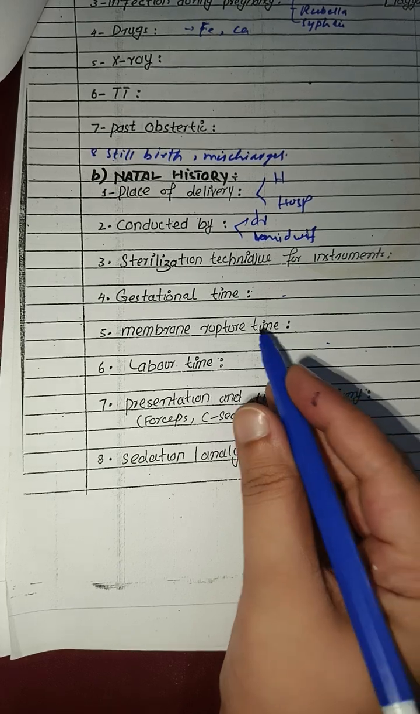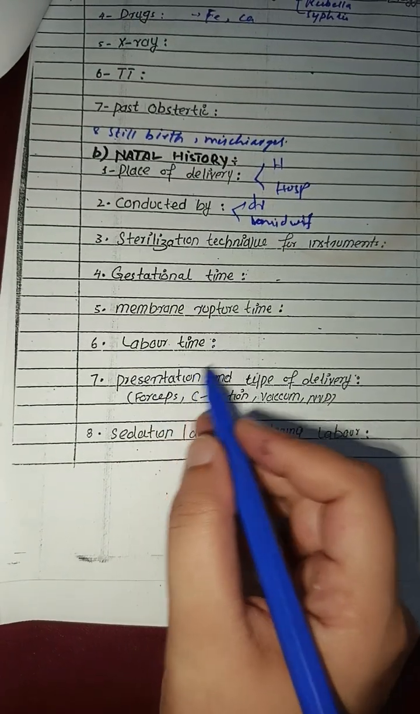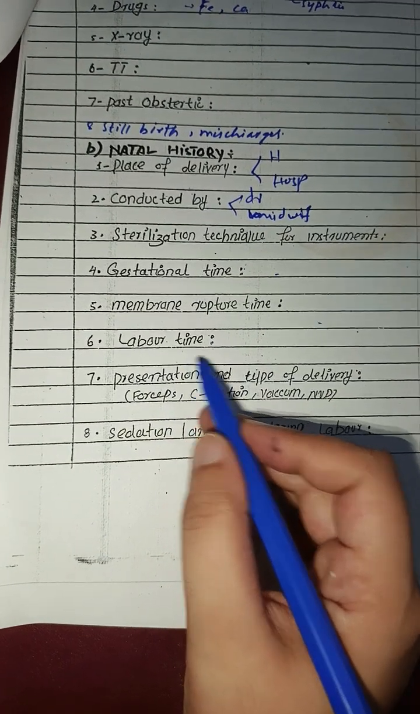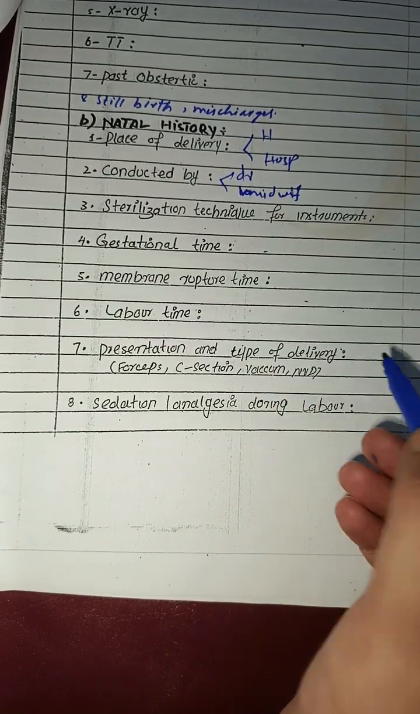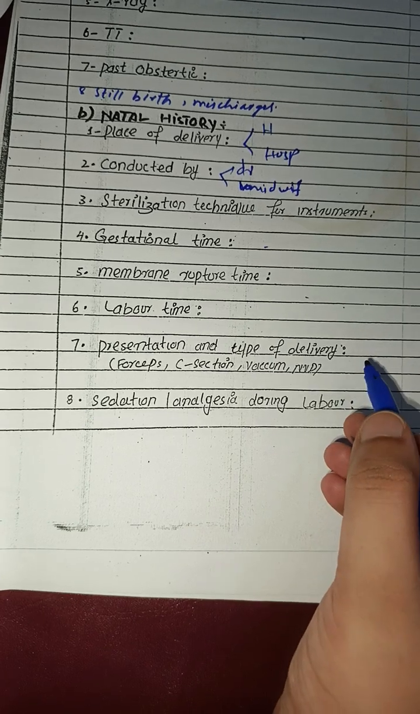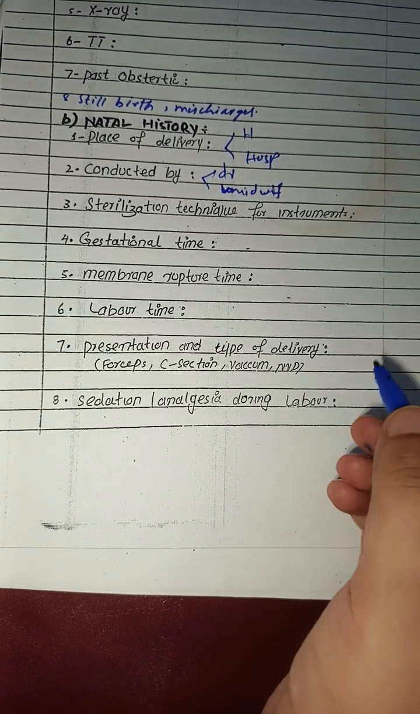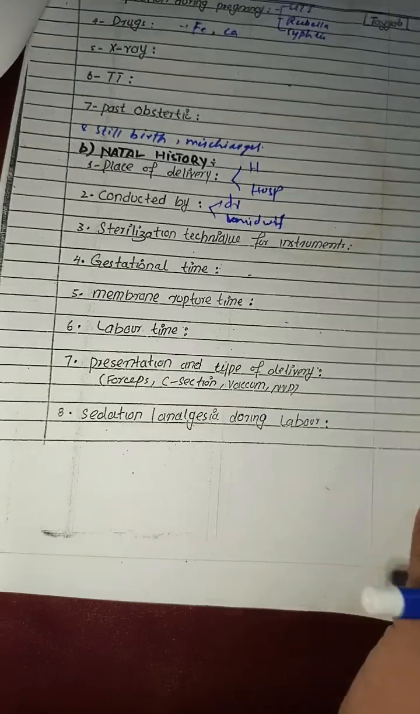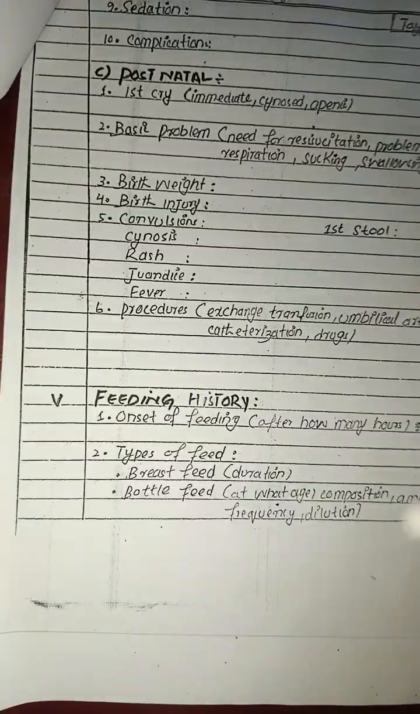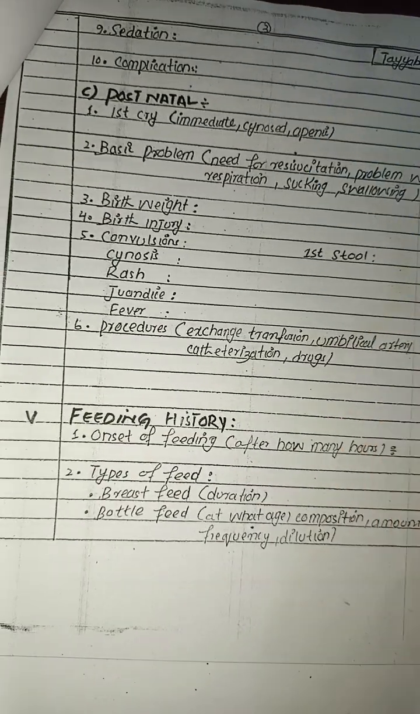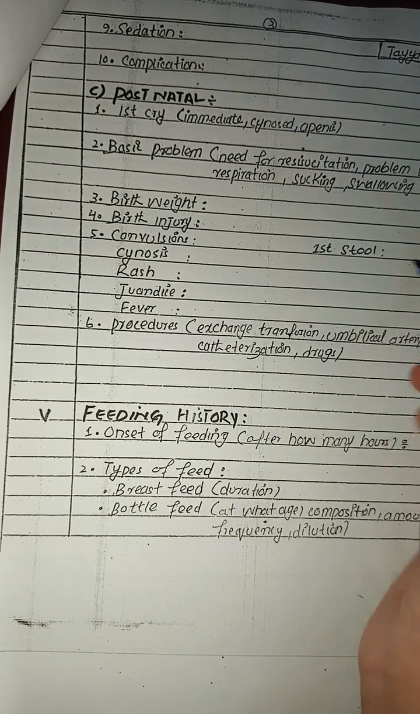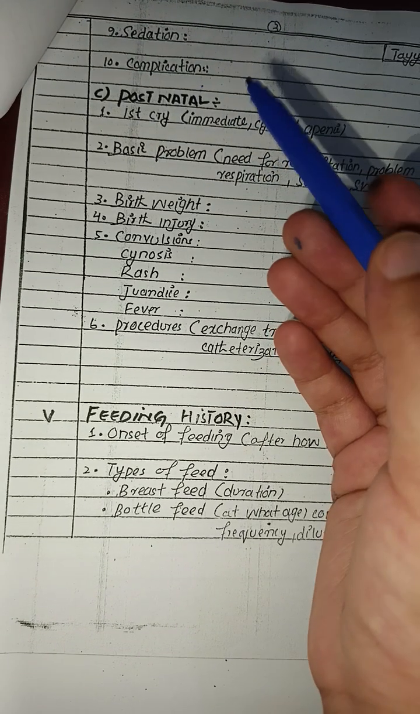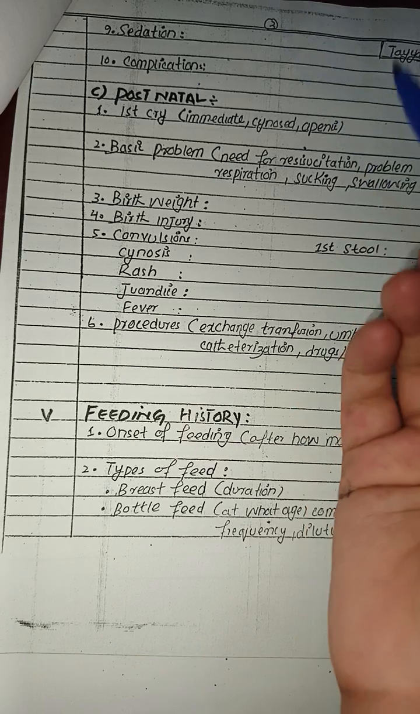Labor time or induction of labor. Labor time, either premature labor or post date labor. Presentation and type of delivery, that is mode of delivery, either normal vaginal delivery done, C-section done, or forceps delivery or vacuum delivery done. Then any sedation and analgesia taken during labor, like epidural analgesia. Usually women choose epidural analgesia. We have to ask about this. And any complication during labor, we have to ask about this.